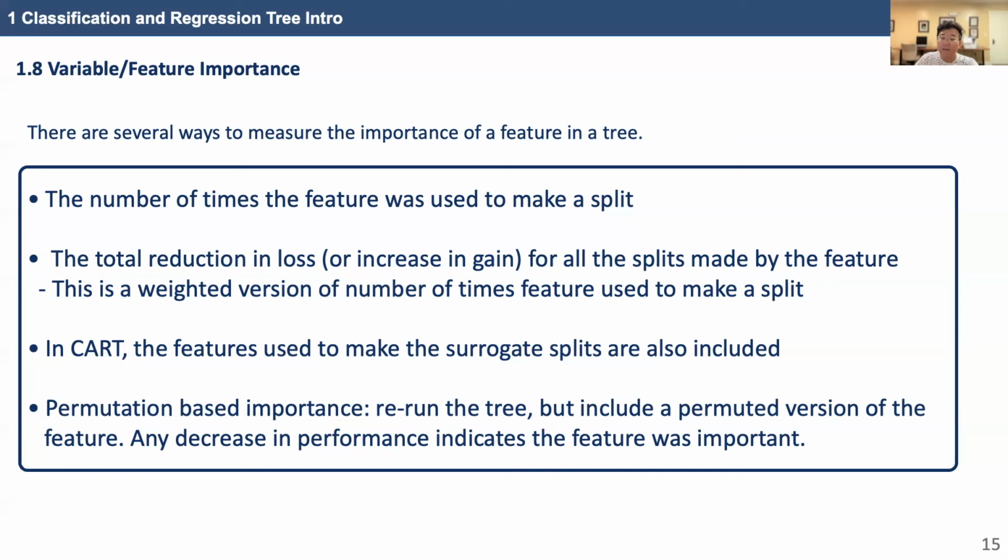And there is also permutation-based importance. It reruns the tree but includes a permuted version of the feature. Any decrease in performance indicates the feature was important.